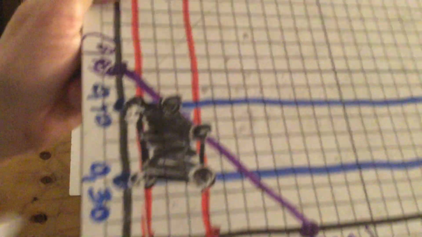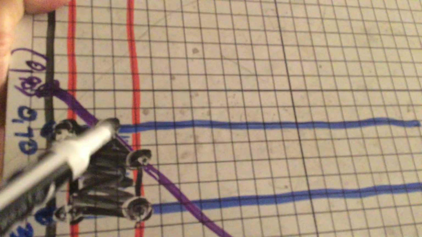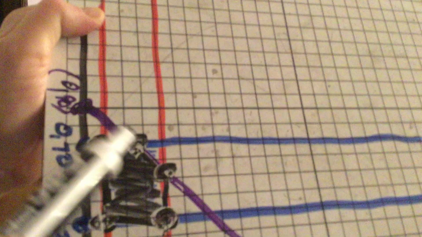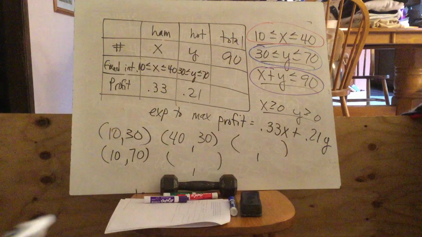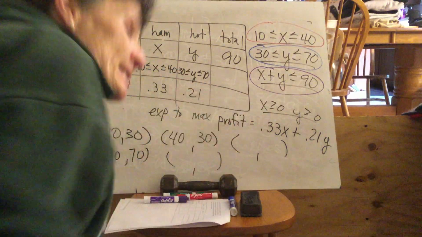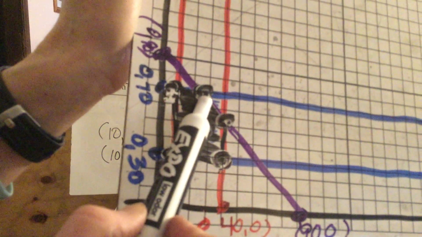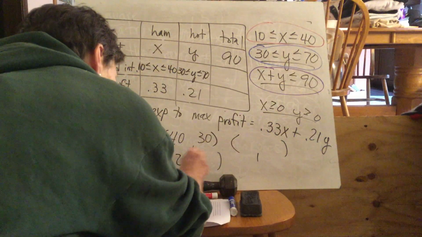Now, these two are a little bit different because, let's start with this one. This one is on the 70 line, so we know that Y is 70. But it's also on the purple line. And on the purple line, things have to add up to 90. So if we know the Y is 70, then if they have to add up to 90, then X must be 20. So that's the point (20, 70).